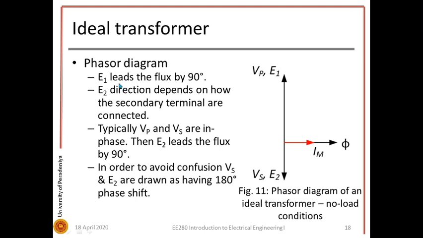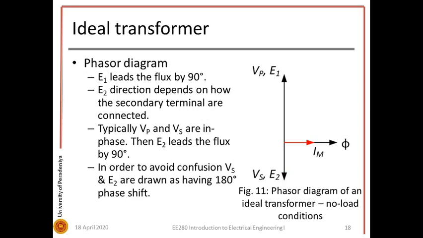As I said, when a voltage is applied to the primary winding, a current is going to flow. That current would lag the voltage Vp by 90 degrees, and that will produce the flux inside the transformer. Now due to this flux, there will be a voltage induced in the primary, which would be in the same direction as Vp. Then there will be a voltage in the secondary.